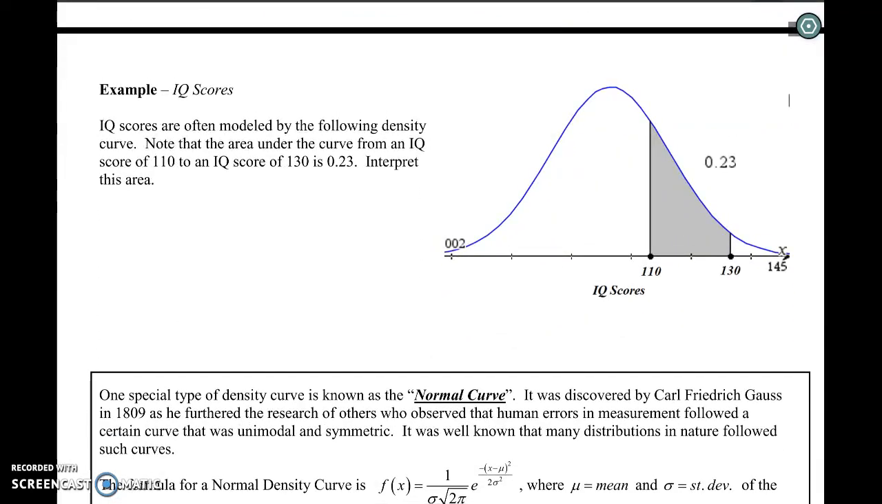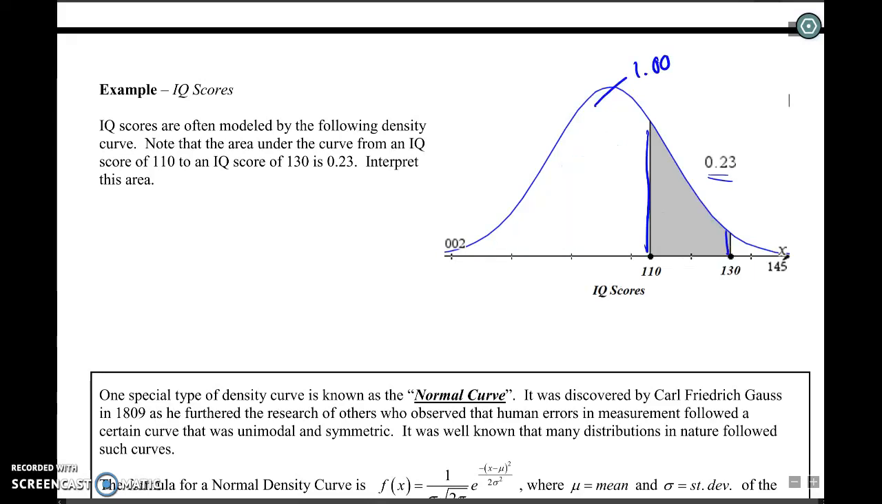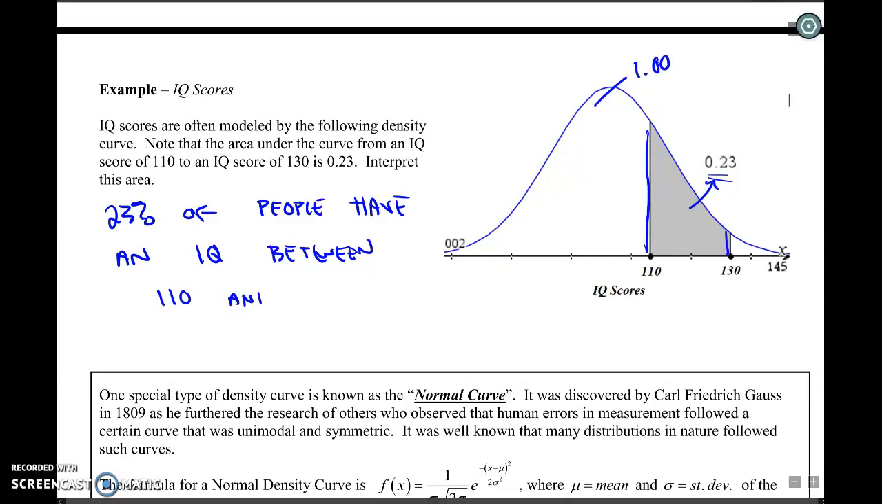IQ scores are often modeled with the following density curve. Note that the area under the curve from an IQ of 110 to an IQ of 130 is 0.23. Interpret this value. Well, this is a density curve, so the area under the whole thing is equal to 100%. Therefore, whatever area this is, that's going to represent the percentage of people that have that IQ. 23% of people, I don't know what people they're talking about, have an IQ between 110 and 130. Okay?